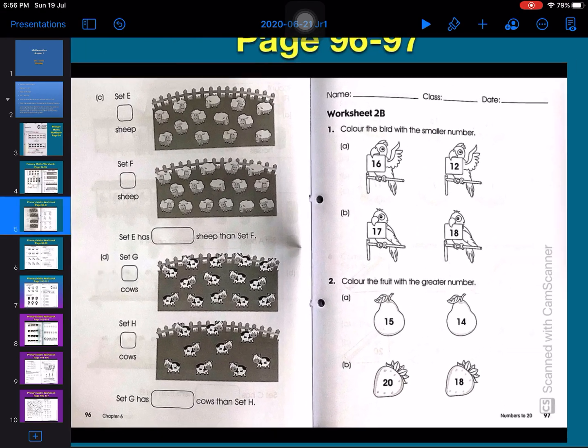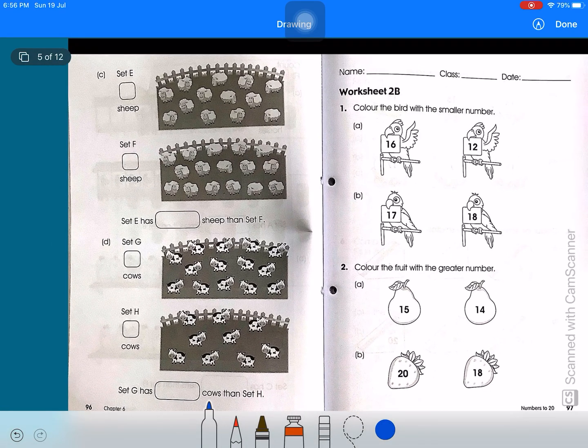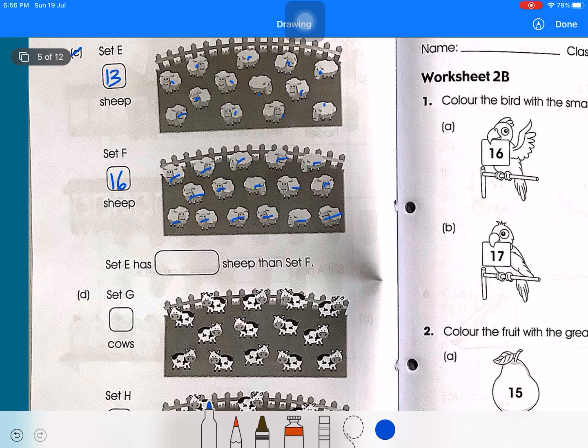Page 96, the similar exercise. First check how many sheep there are for exercise C. 1, 2, 3, 4, 5, 6, 7, 8, 9, 10, 11, 12, 13. So set E has 13 sheep. Set F: 1, 2, 3, 4, 5, 6, 7, 8, 9, 10, 11, 12, 13, 14, 15, 16. Set F has 16 sheep. Now, set E has what sheep than set F? Comparing set E to set F, set E is 13 and set F is 16. That means set E has fewer. Fewer means less, few.